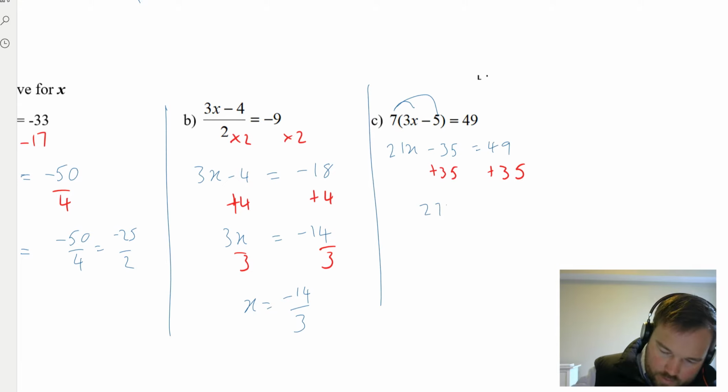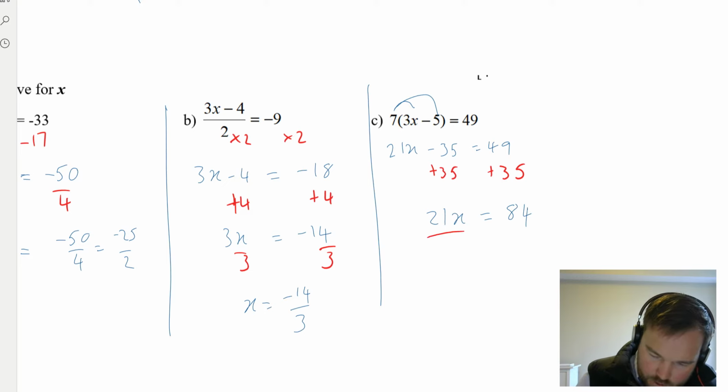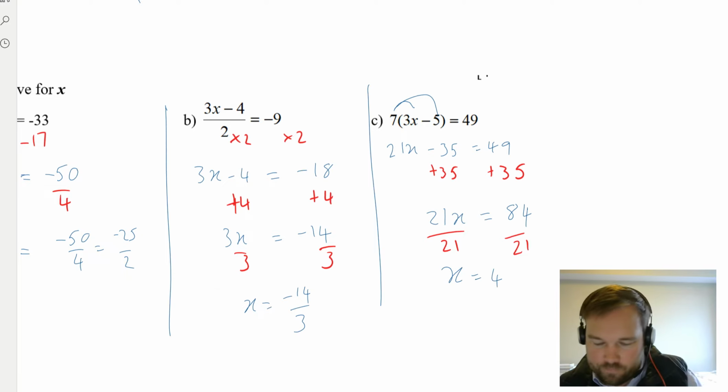21x equals 84. Divided by 21, divided by 21. I reckon 21 goes into 84 perfectly, which is really nice, and therefore x equals 4.